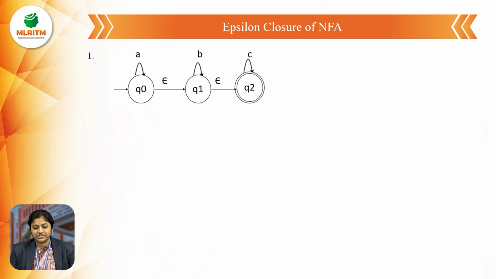First, this is an example. We'll find the epsilon closure of this. How many states are there? Three states: Q0, Q1 and Q2. How many input symbols are there? Three again: A, B and C. We'll write the epsilon closures for this. So, epsilon closure of Q0 first.